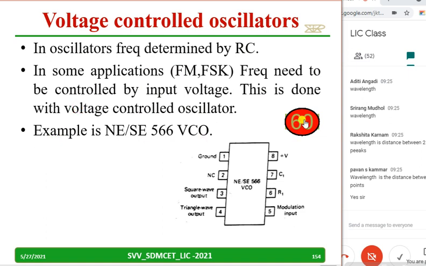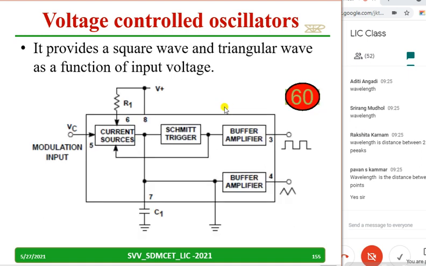So one simplest example is the NE566 voltage controlled oscillator. Copy down this, and I'll wait for you to copy. Take a minute. This is a block diagram of a voltage controlled oscillator. It provides a square wave and a triangular wave as a function of an input voltage. In lab sometimes we use this IC also. Just copy down the block diagram and try to understand the blocks. I'll wait for you to copy this.